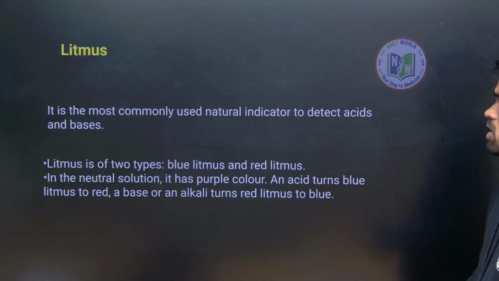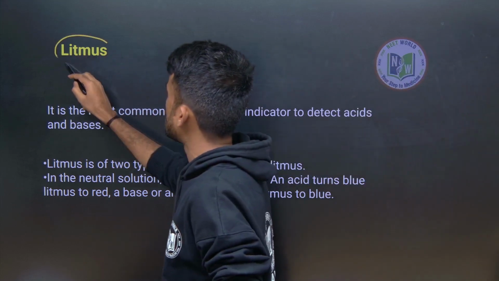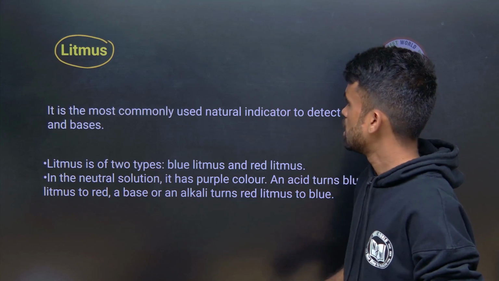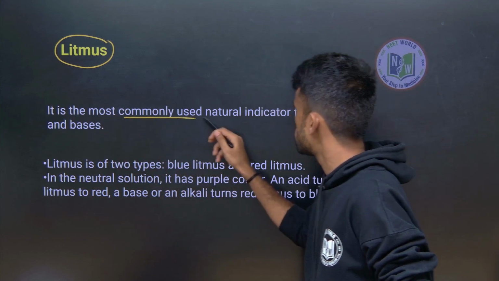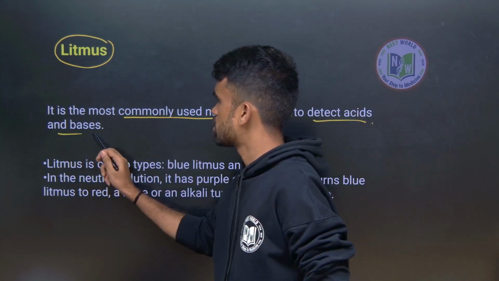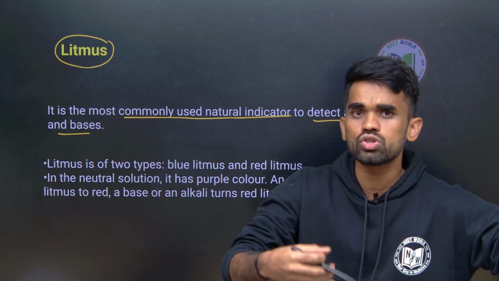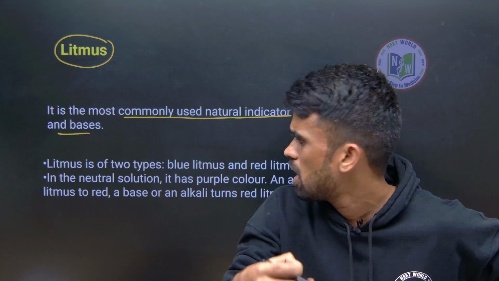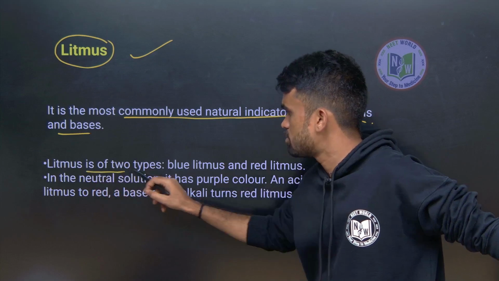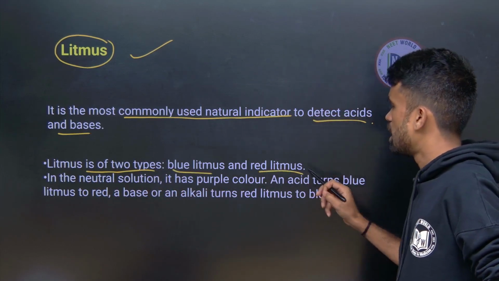Just look here. In the beginning of the class I told you that there is something called litmus. I told you about litmus paper. So what exactly is litmus? It is most commonly used as a natural indicator to detect acids and bases. This litmus is of two types: one is blue litmus, another one is red litmus.